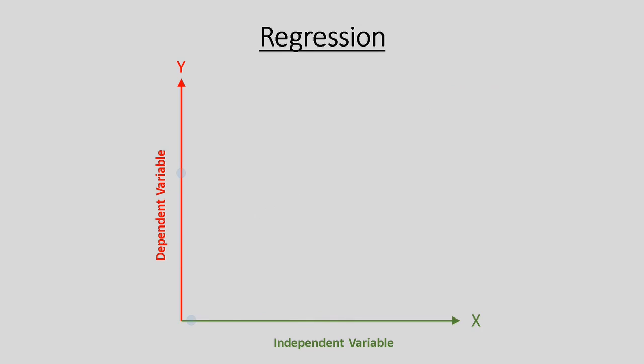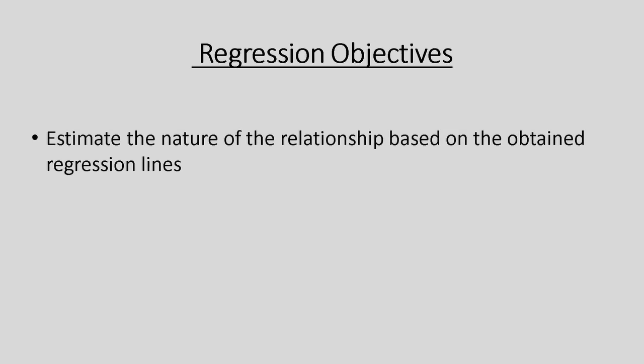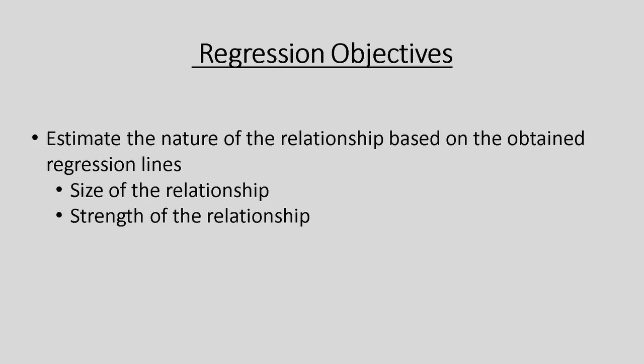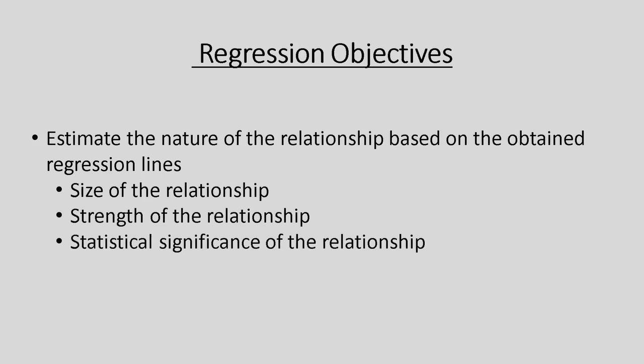And on the other hand, if both of them move in different directions, let's say if independent increases and dependent decreases, it is said to be a negative relationship. Let's understand the different objectives that regression fulfills. First, it estimates the nature of the relationship based on the obtained regression lines. Second, it defines the size of the relationship, that is the magnitude of change in dependent variables. Then the strength of the relationship and the statistical significance of the relationship.